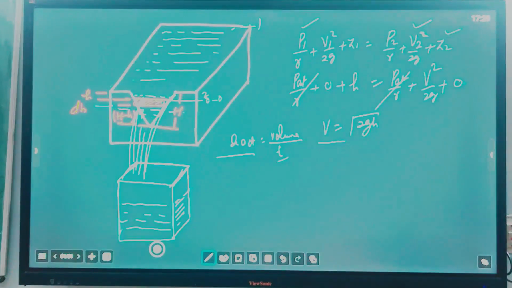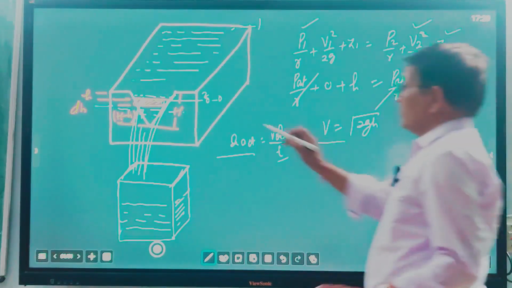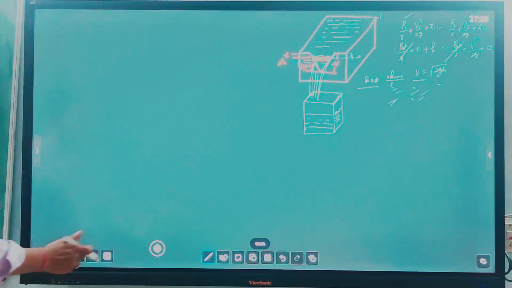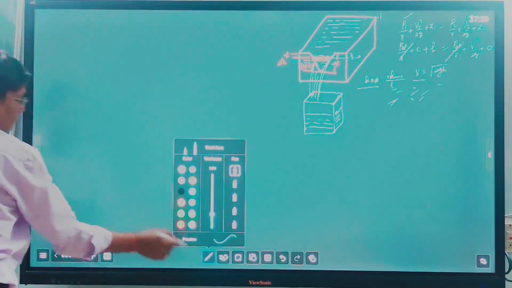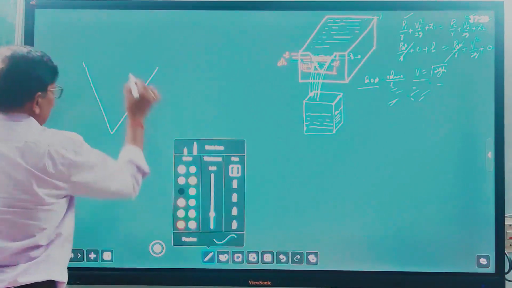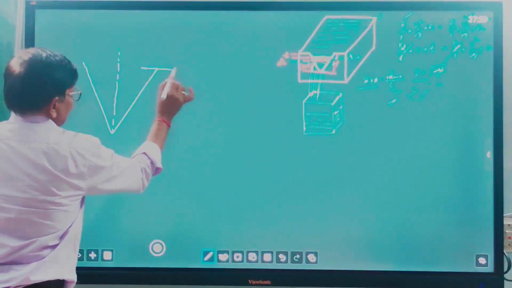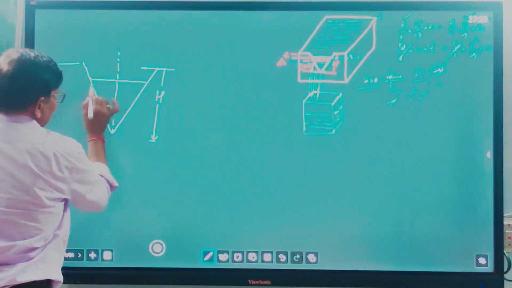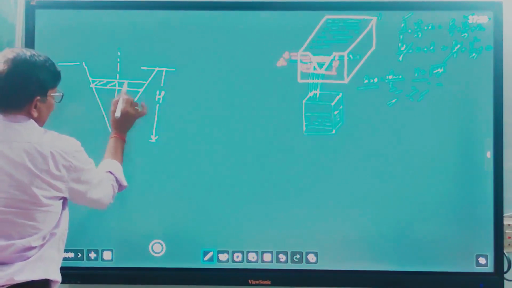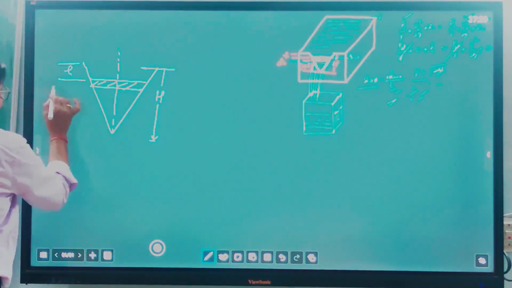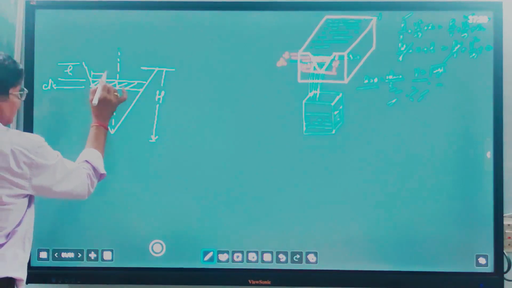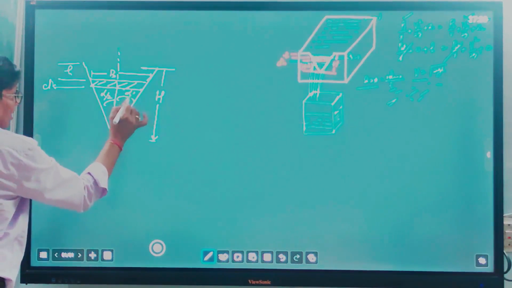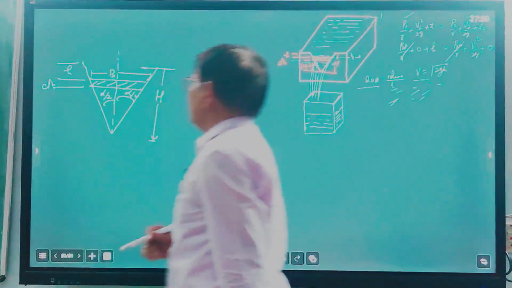Now we consider the water coming from a layer of small thickness. Take a smaller view of this: take the V notch here, with angle alpha. The total height is H, and we have taken a layer of thickness dh at height h from the top. Here the width is b, and this angle is alpha by 2. The half angle of the V notch is alpha by 2.